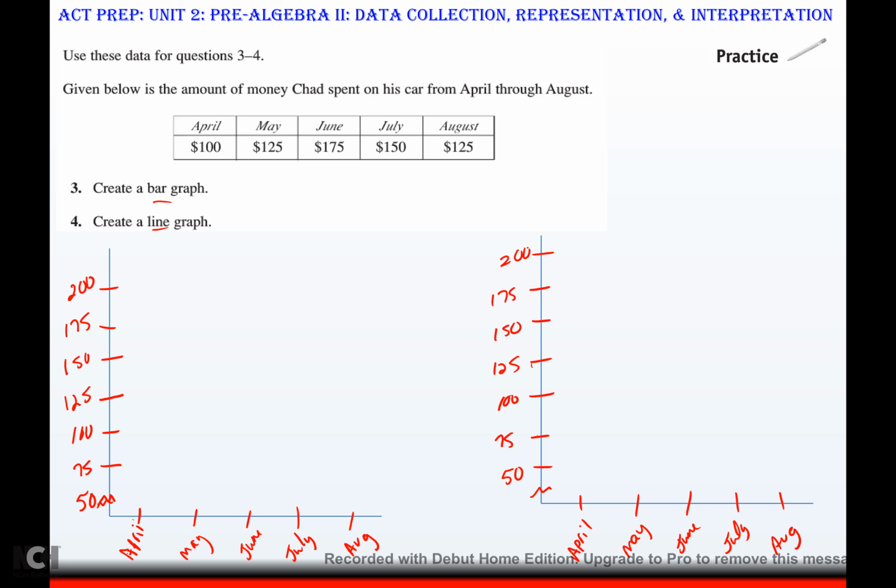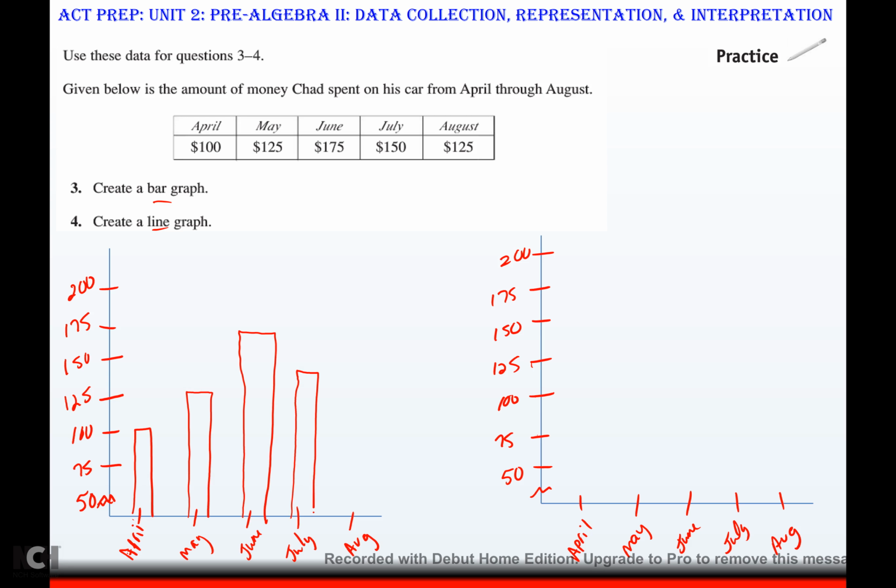For a bar graph, in April, you come up to 100. May, you go up to 125. June is 175. July is 150. And August was 125. And then you color them in. There's my bar graph, which I'm very lazy to color.